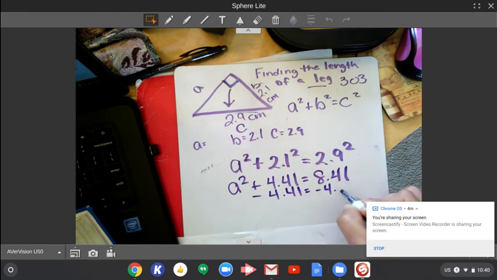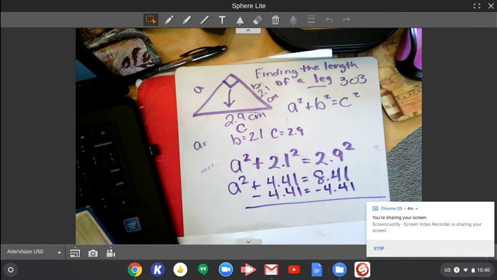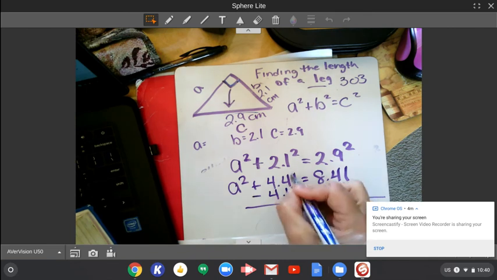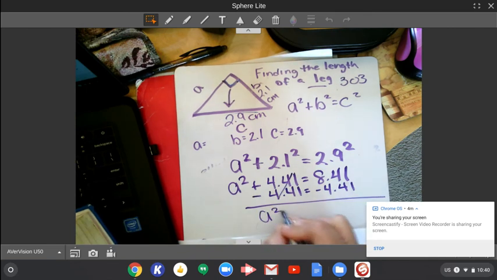You will always subtract when you're trying to find either A or B, and you will always add when you're trying to find the hypotenuse, which is C. So there's just two things you're going to do. If you're finding A or B, you subtract. If you're finding C, you're going to add. So I'm going to subtract: 8.41 minus 4.41 is 4.